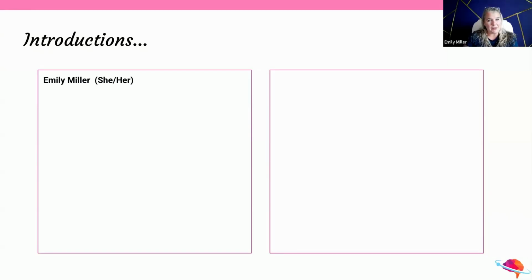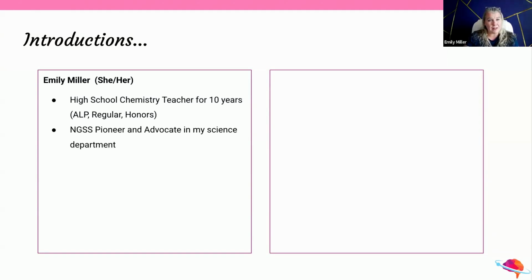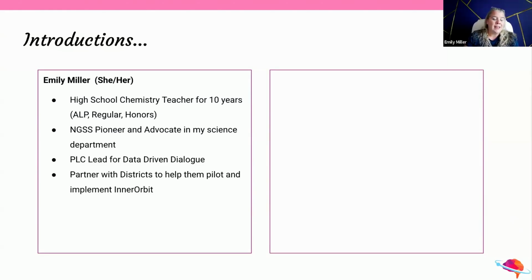So my name is Emily Miller. My pronouns are she, her. Prior to InterOrbit, I was a high school chemistry teacher for 10 years here in Minnesota. During that time, I taught in our alternative learning program. I taught regular chem, honors chem. So lots of different ways to teach a lot of different kids. I worked a lot with the NGSS within my time in the classroom. I got to be a PLC lead for a data-driven dialogue. And now I have the pleasure of partnering with districts to help them pilot and implement InterOrbit.